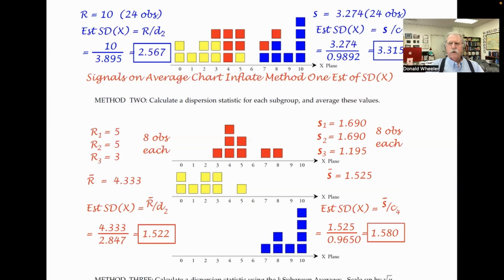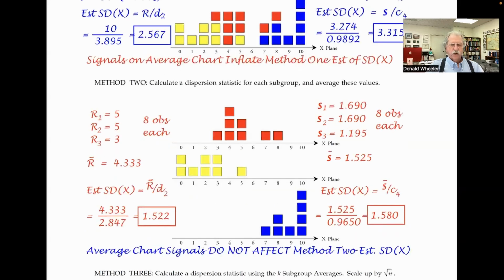So, what did our signals do to method 2? Average chart signals do not affect method 2 estimates of the standard deviation parameter.